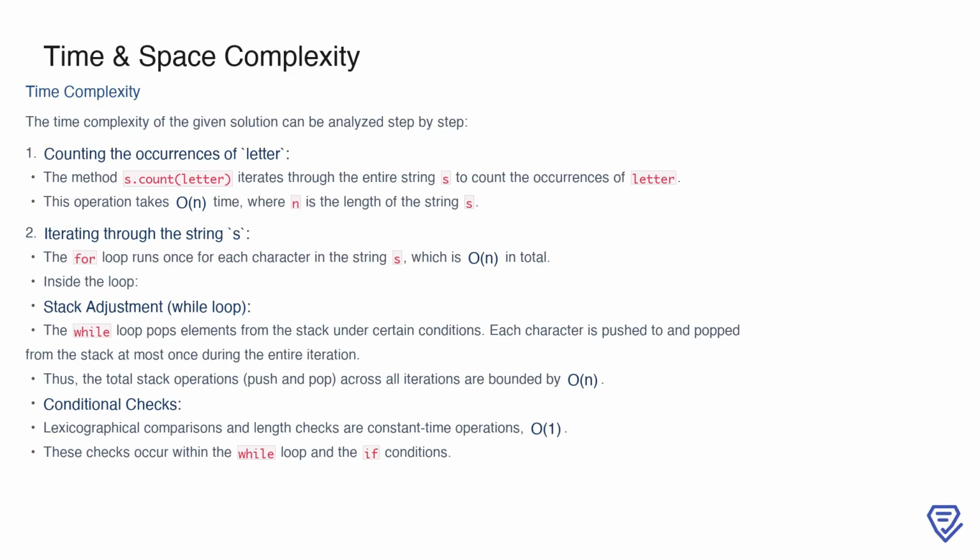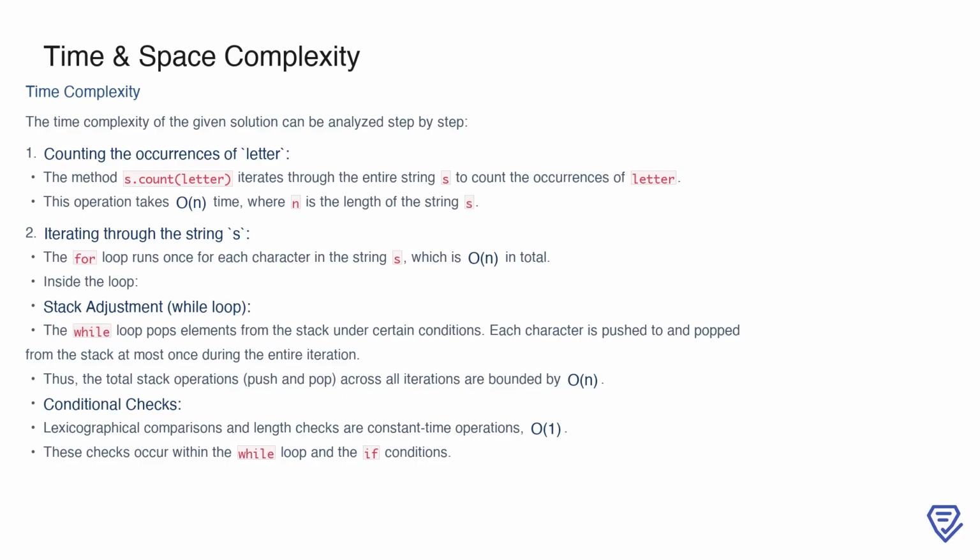To analyze the time complexity of the solution, let's break it down step by step. First, the operation s.count(letter) scans through the entire string to count the occurrences of a specific letter. Since this involves visiting each character in the string once, it takes O(n) time, where n is the length of the string. Next, we have the main iteration, which involves a for loop that processes each character in the string exactly once. This loop also contains a while loop responsible for adjusting the stack.